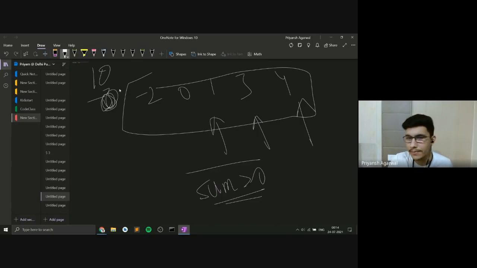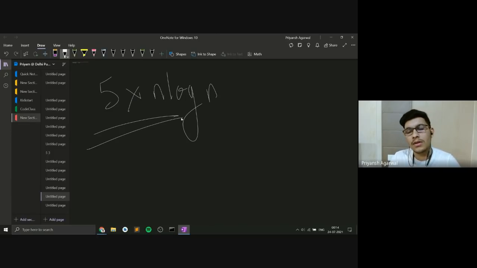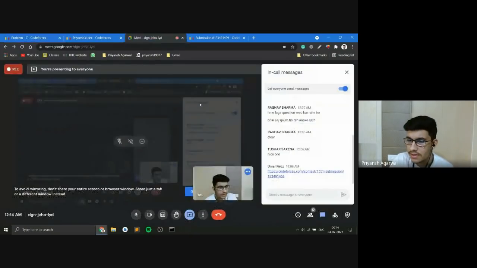Let's say this is -10. Okay, is this clear? Is the whole idea clear? And if you talk about the overall time complexity, it would be 5 times order of n log n. N log n is for sorting and 5 is for trying out all possibilities. So is this clear to all of you?